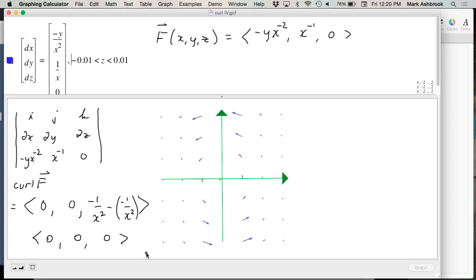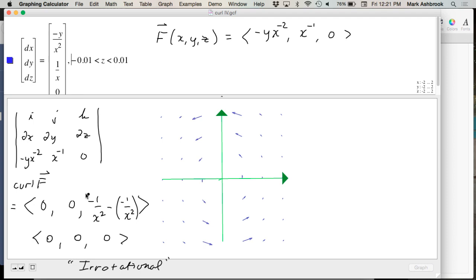The conclusion: the field is called irrotational, meaning this field has no pointwise rotation anywhere. Yes, the whole thing swirls as a big whirlpool, but pointwise, there's no rotation anywhere.